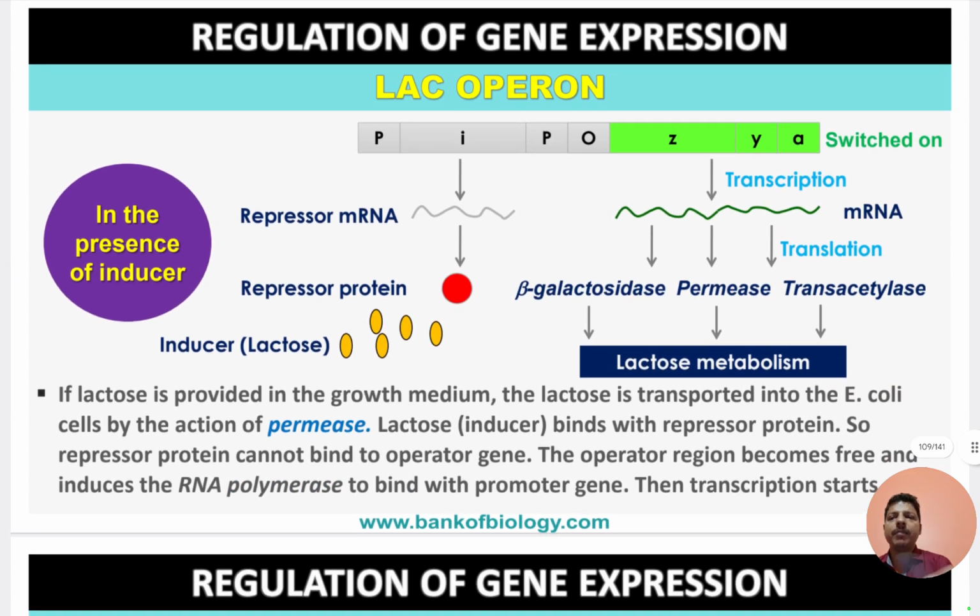Then if the inducer is present, means lactose is present, like this, inducer is there. If lactose is provided in the growth medium, the lactose is transported into E. coli cells by the action of permease. Lactose binds with repressor protein, so repressor protein cannot bind to the operator region. The operator region becomes free and allows the RNA polymerase to bind to the promoter. Then the transcription starts.